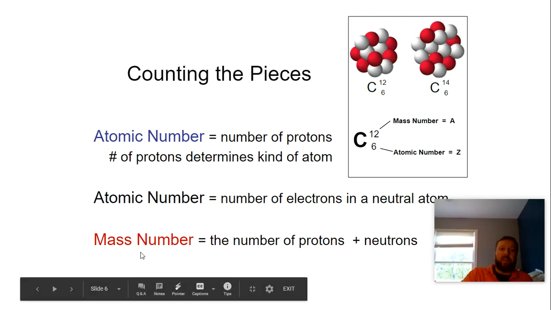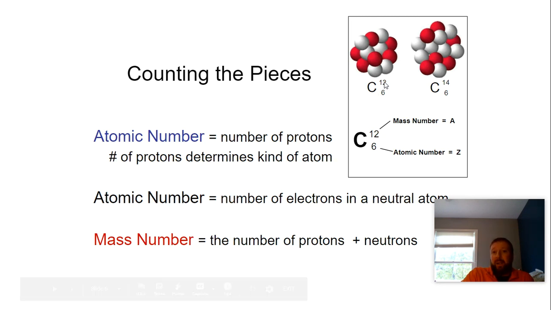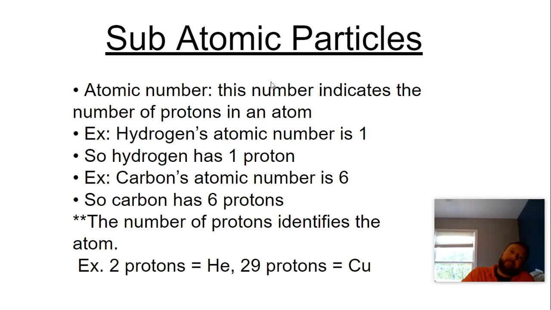The other thing we need to know is the mass number. Mass number is the number of protons and neutrons. Because as we learned in the last part, 99.9% of the mass is contained in the nucleus, which is the protons and neutrons. And basically, for our calculations, it's going to be 100%.